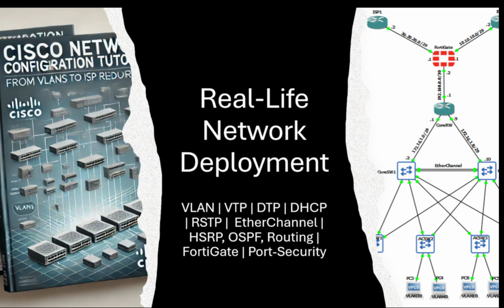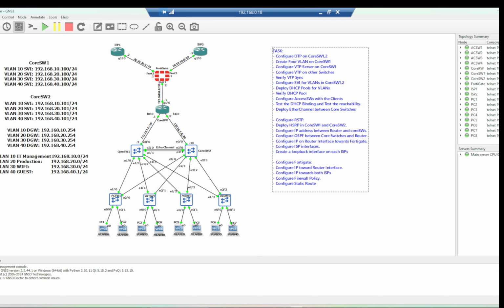All right. I'm just going to bring my lab here. We are using GNS3 for the lab today, and as you can see on the topology on the screen, we have ISP1 and ISP2, a FortiGate firewall, a 7200 series core router, two distribution core switches, 4 access switches, and a few client machines.